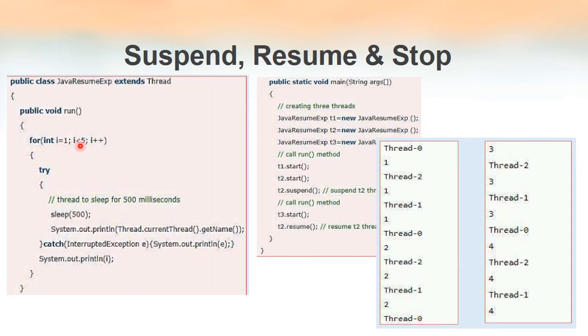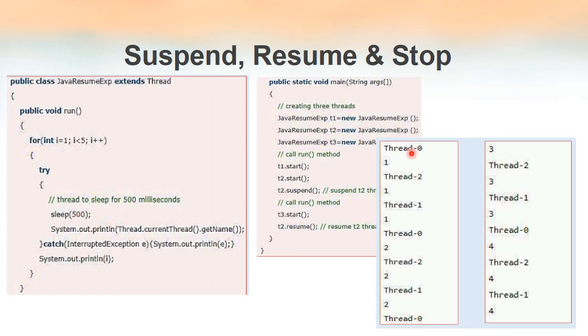Similarly, it will go on until the value of I becomes 5, then the loop will terminate and the threads also will terminate. So here we have suspended the thread T2 by using the method suspend, and we have resumed that thread by using the method resume. The resume method can be used only for starting a thread that was suspended using the suspend method.